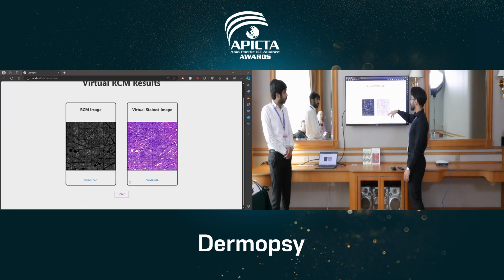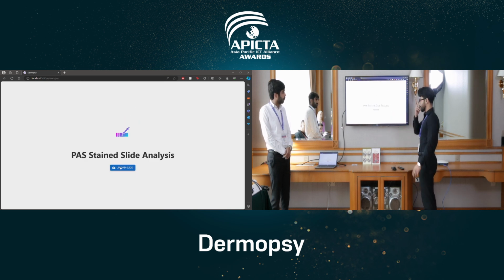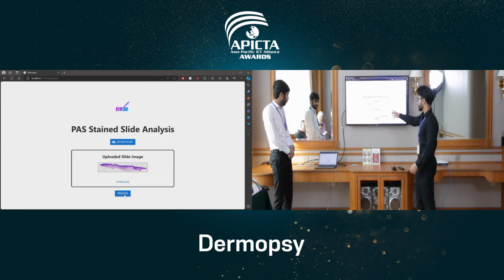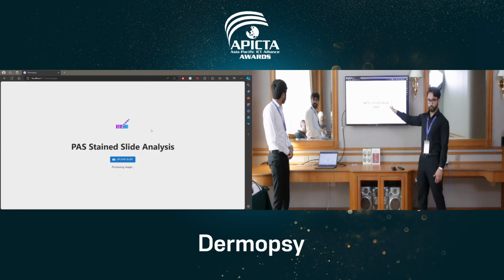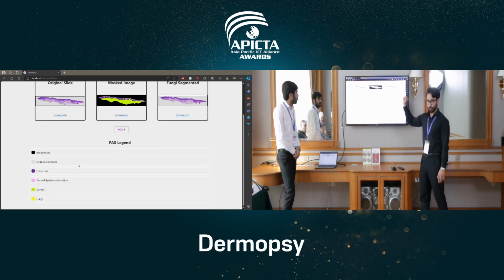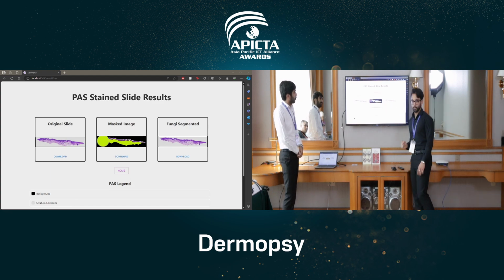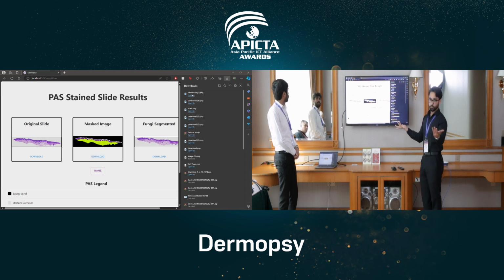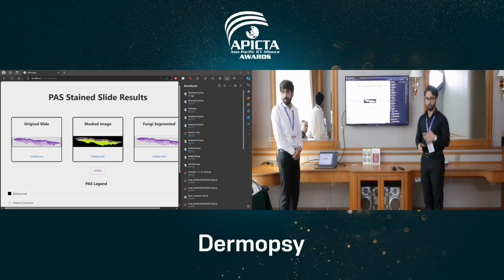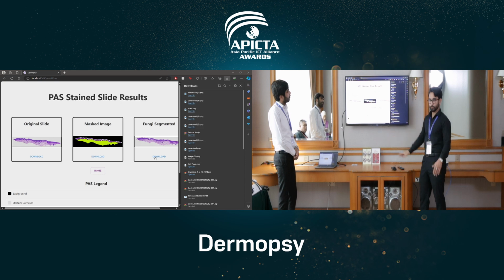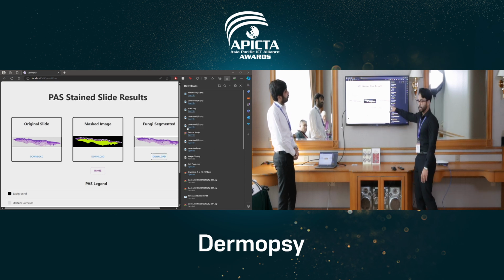Moving on to the other module, the staining part for fungi segmentation. The doctor selects the stained slide, uploads it, and processes it. This takes approximately 1.5 minutes, and it generates the masked image and the fungi segmented image as well, with the legend of this segmentation mask. The doctor can download these images as well, again zoom into them and perform his diagnosis however he wants to. These images are very huge in size, 20,000 to 25,000 pixels, so they do take some time to download depending on your internet connection.